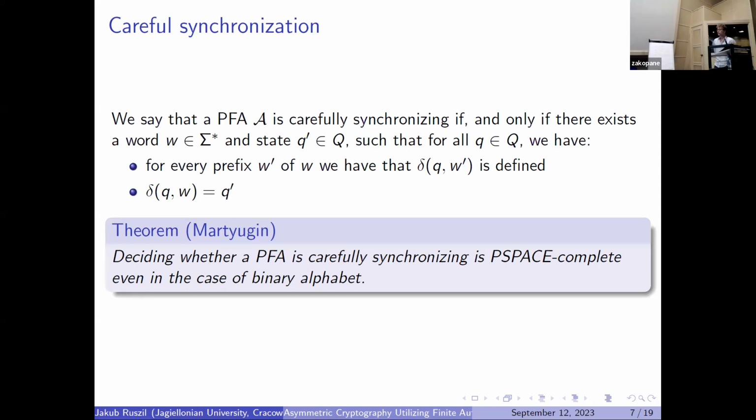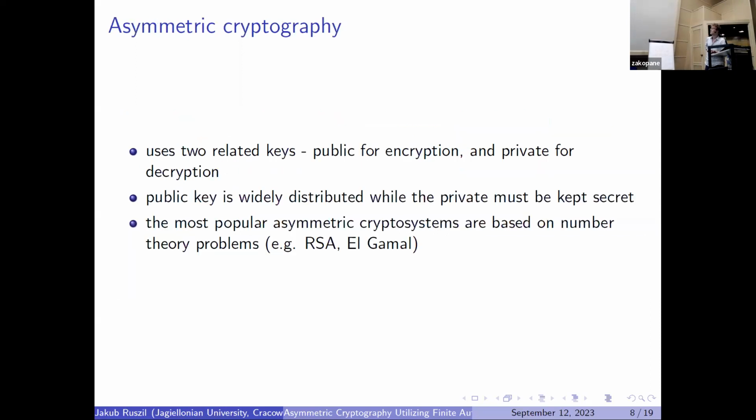The other important thing about careful synchronization is that there are some families that have shortest carefully synchronizing words of exponential length in terms of the set of states. And I think that is all about the introduction, and now why I actually took care of it: because I just thought that it is interesting.